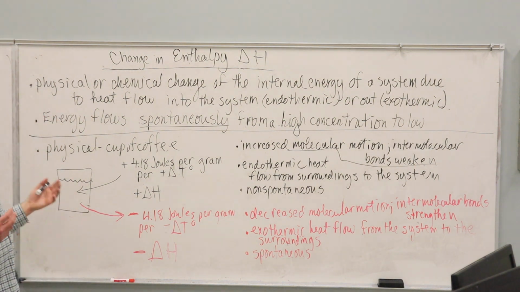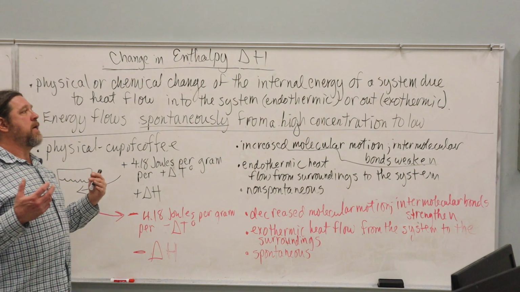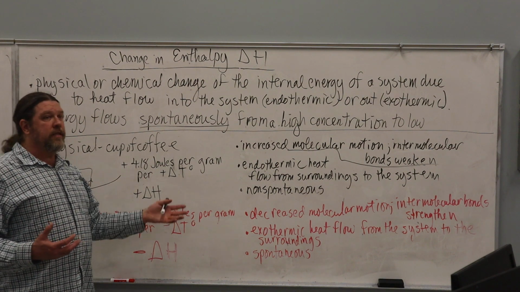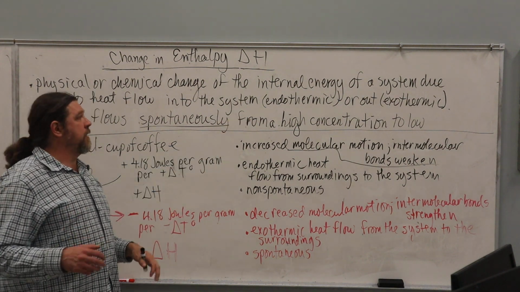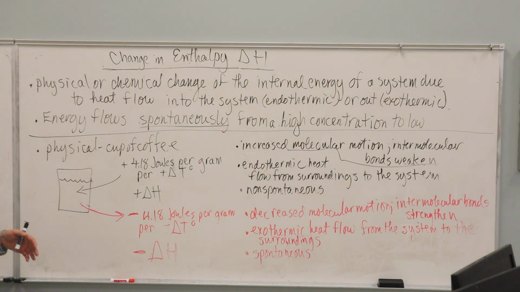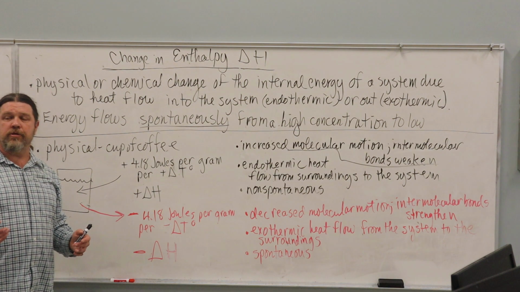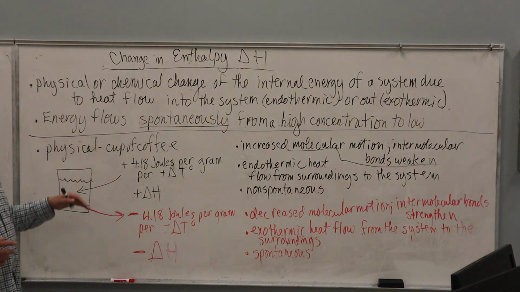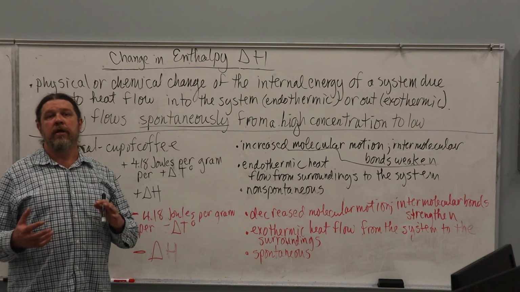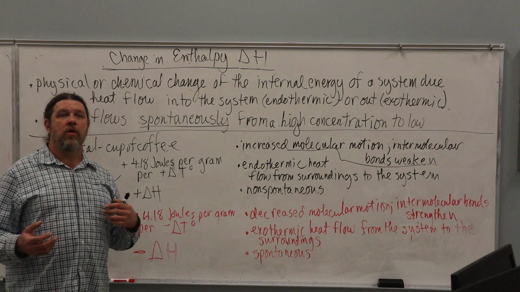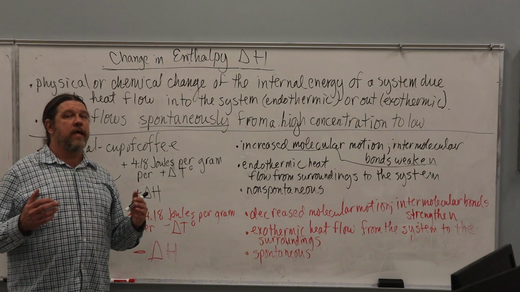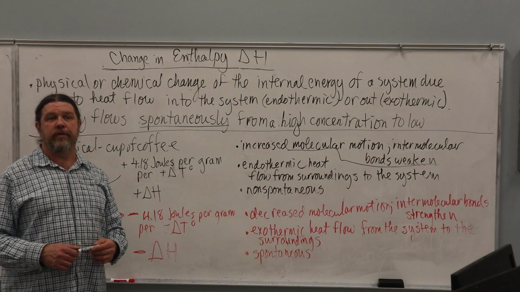The change in enthalpy is where we see some physical and chemical change in the internal energy of a system due to heat flow into the system, which we would call an endothermic change, or out of the system, which would be exothermic change. And we are making an assumption due to the laws of thermodynamics that energy will spontaneously flow from wherever the energy has a high concentration to low. It doesn't matter whether it's a physical or chemical changed system, and it doesn't matter what the system or the surroundings are in the universe. It's entirely arbitrary in this particular case.